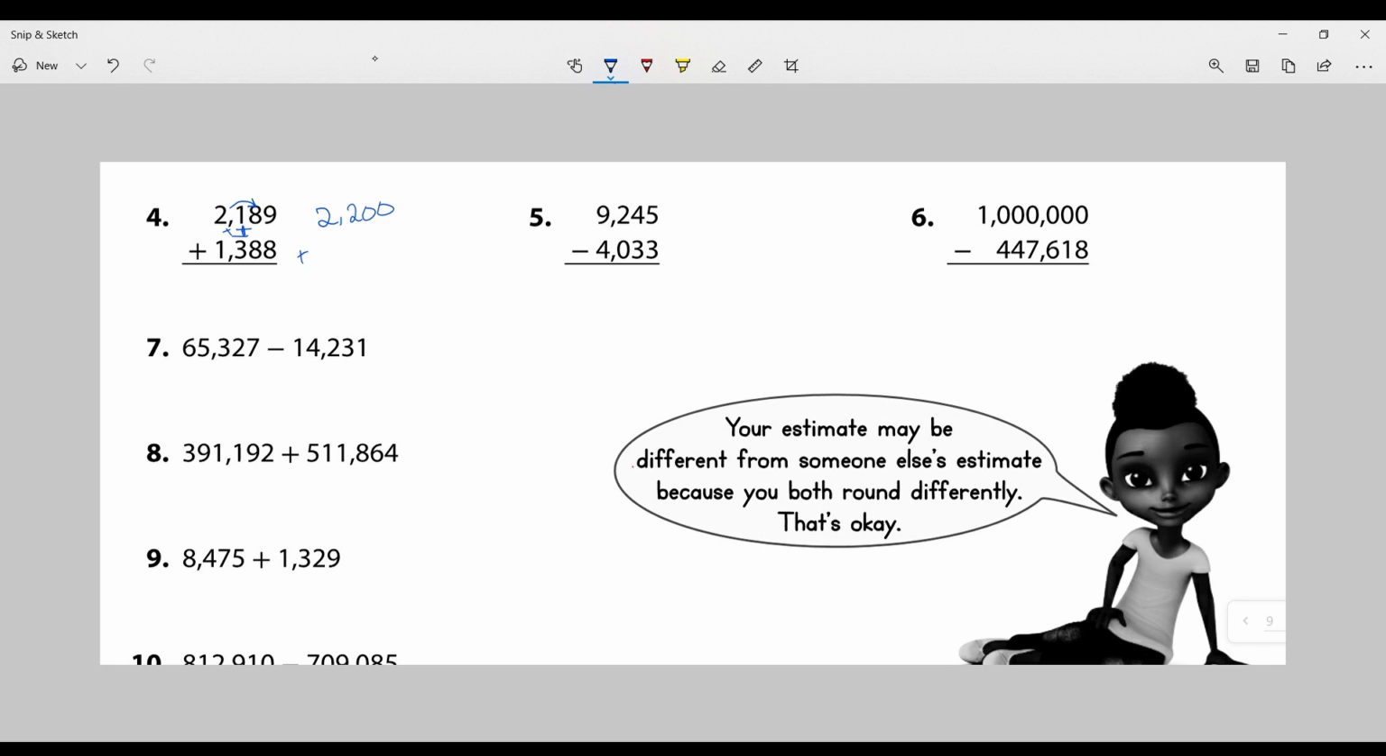Plus, find your place, look next door. If 5 or greater, add 1 more. So I'm going to add 1 to the 3. So it will be 1400. In this case, we will have 0 plus 0 is 0, 0 plus 0 is 0, 2 plus 4, 6, 2 plus 1 is 3. This is the other answer.